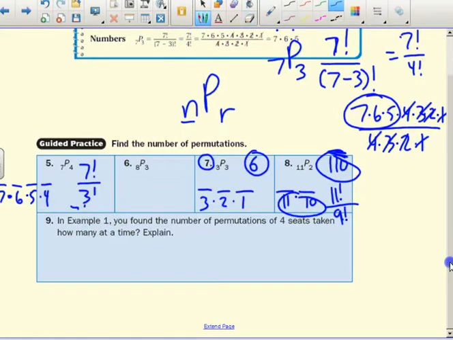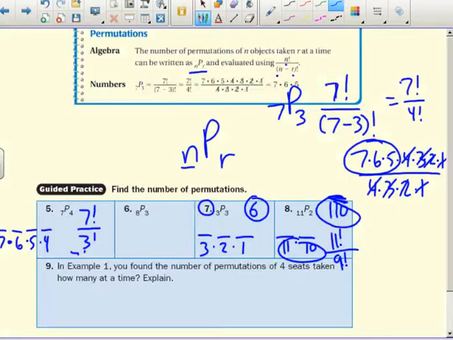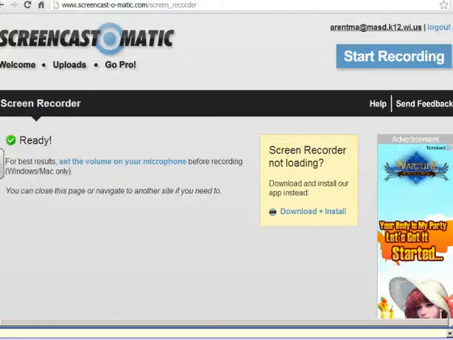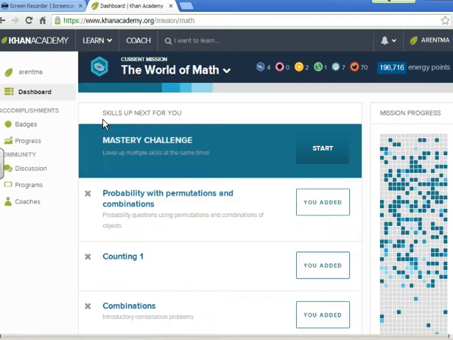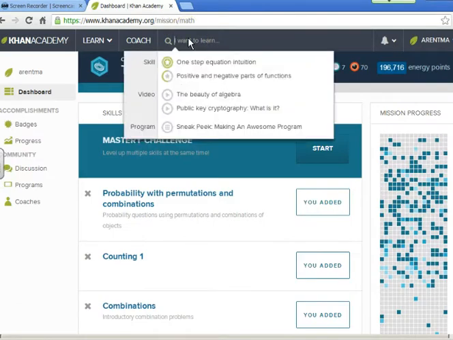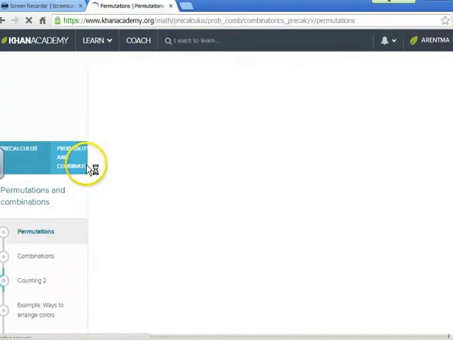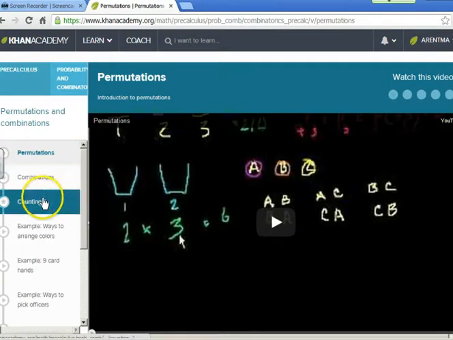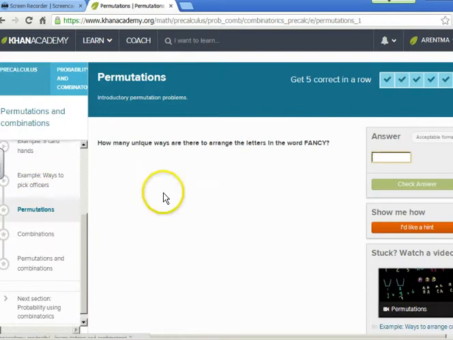Example 1, you found the number of permutations of 4 taken how many at a time? Explain. Let's not do that. Let's take a peek at one of the Khan Academy exercises. If I go here, we want to learn permutations. Let's just do permutations, we're not doing the combinations yet. And the permutation exercise is right here.